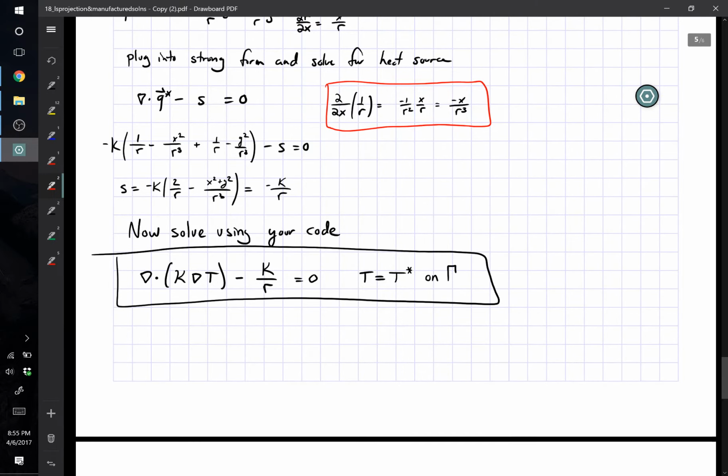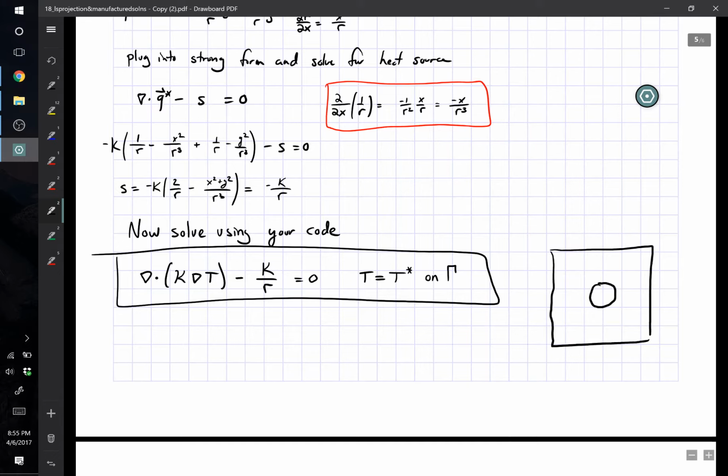And so now the next step is to just solve this problem, to which we now know the answer, using your code with the geometry of our problem. And so if the geometry of the problem is a plate with a hole in it, well, we know the problem, we know the heat flux solution, we know the source term, but what are the boundary conditions?